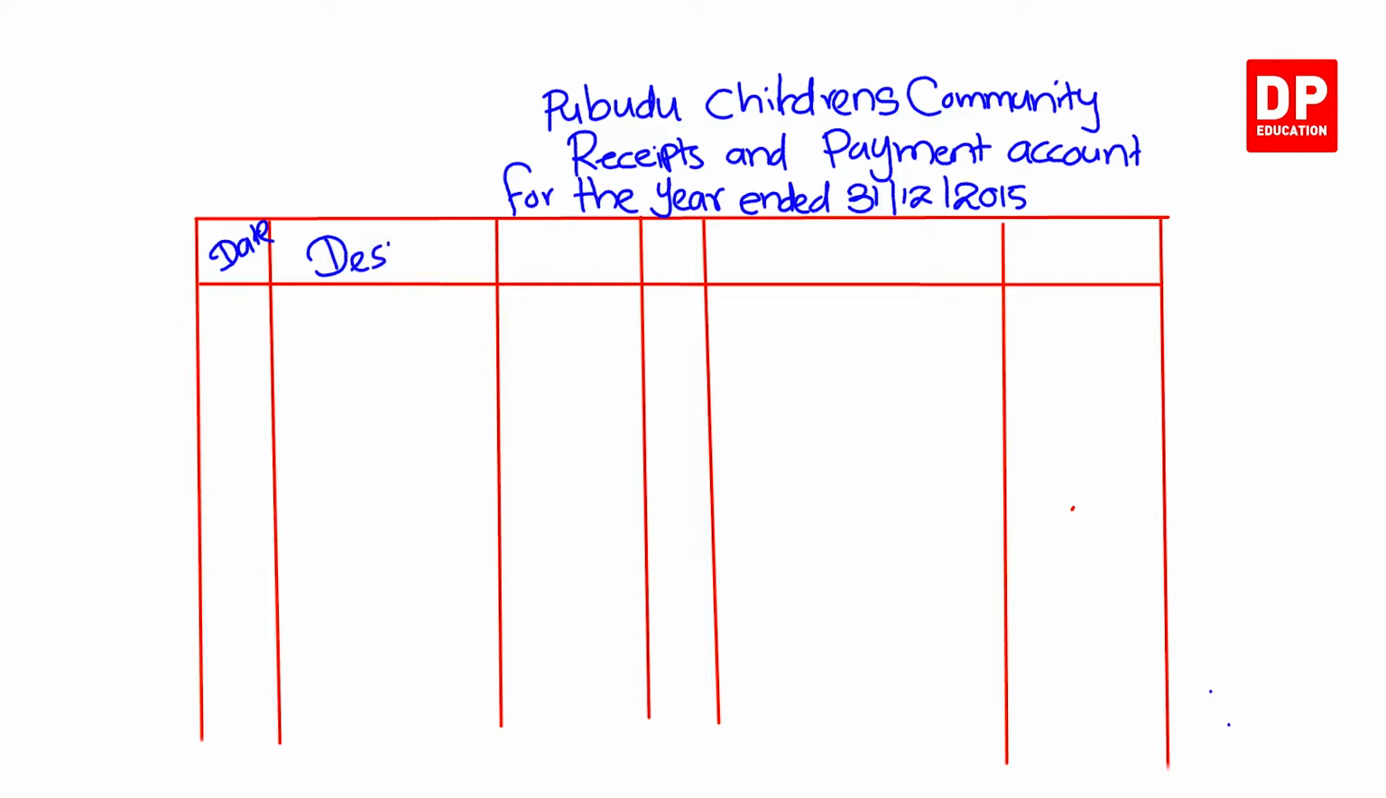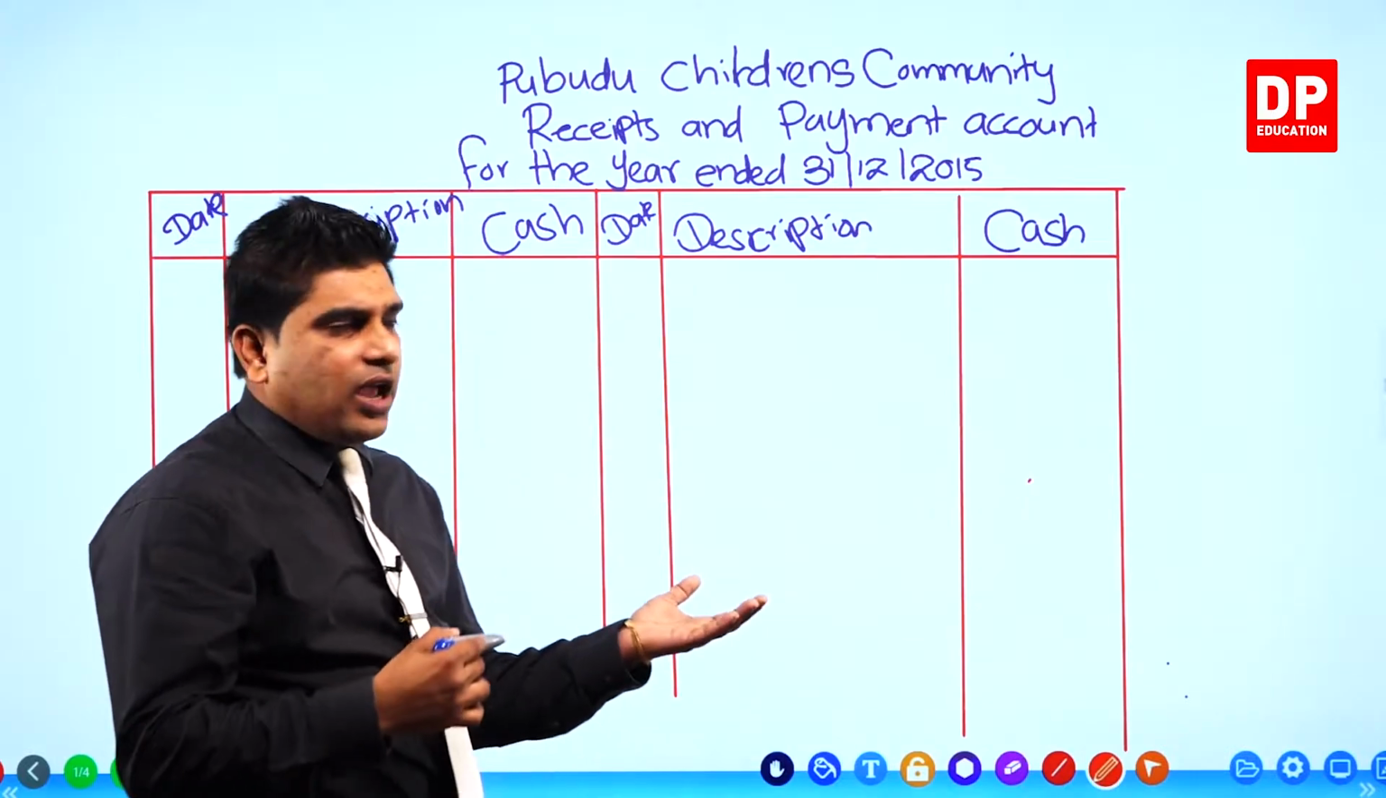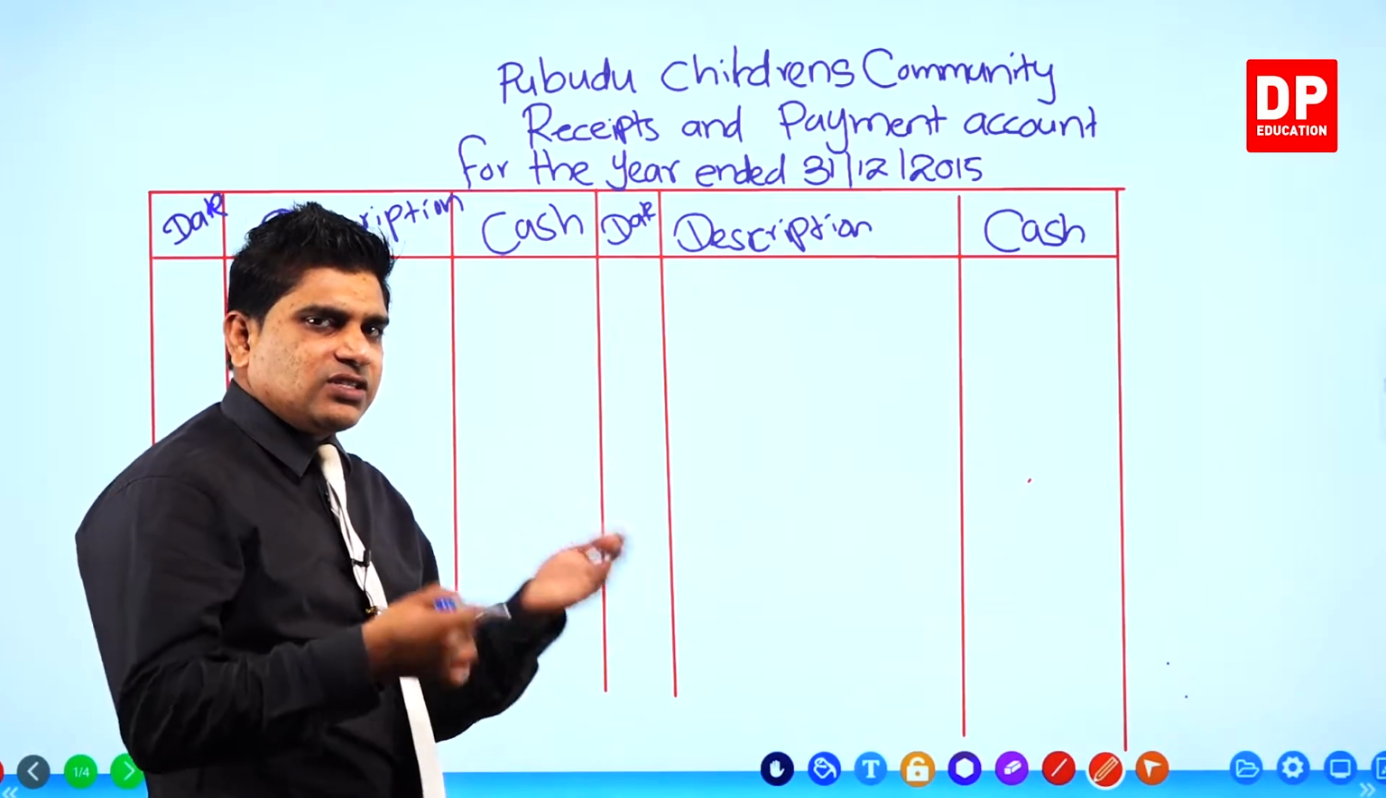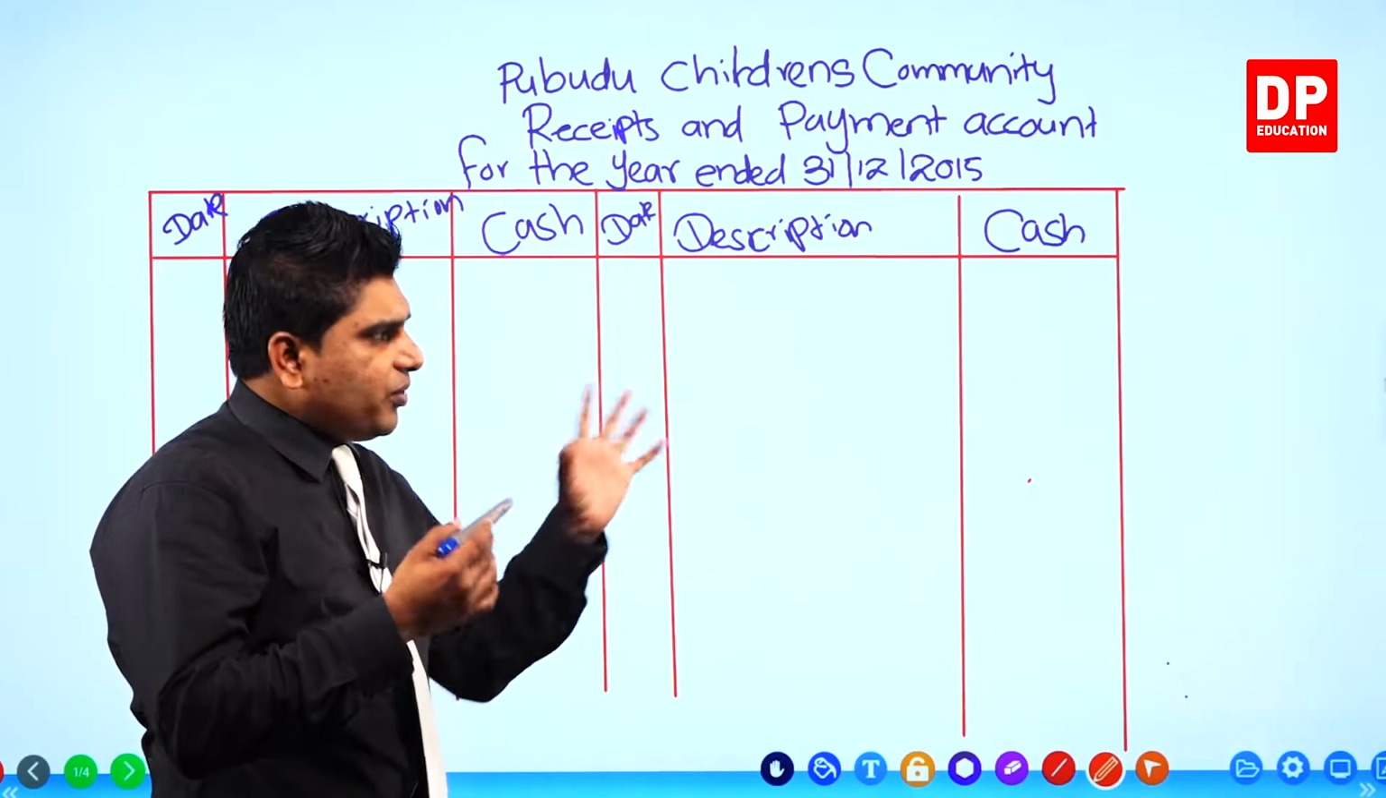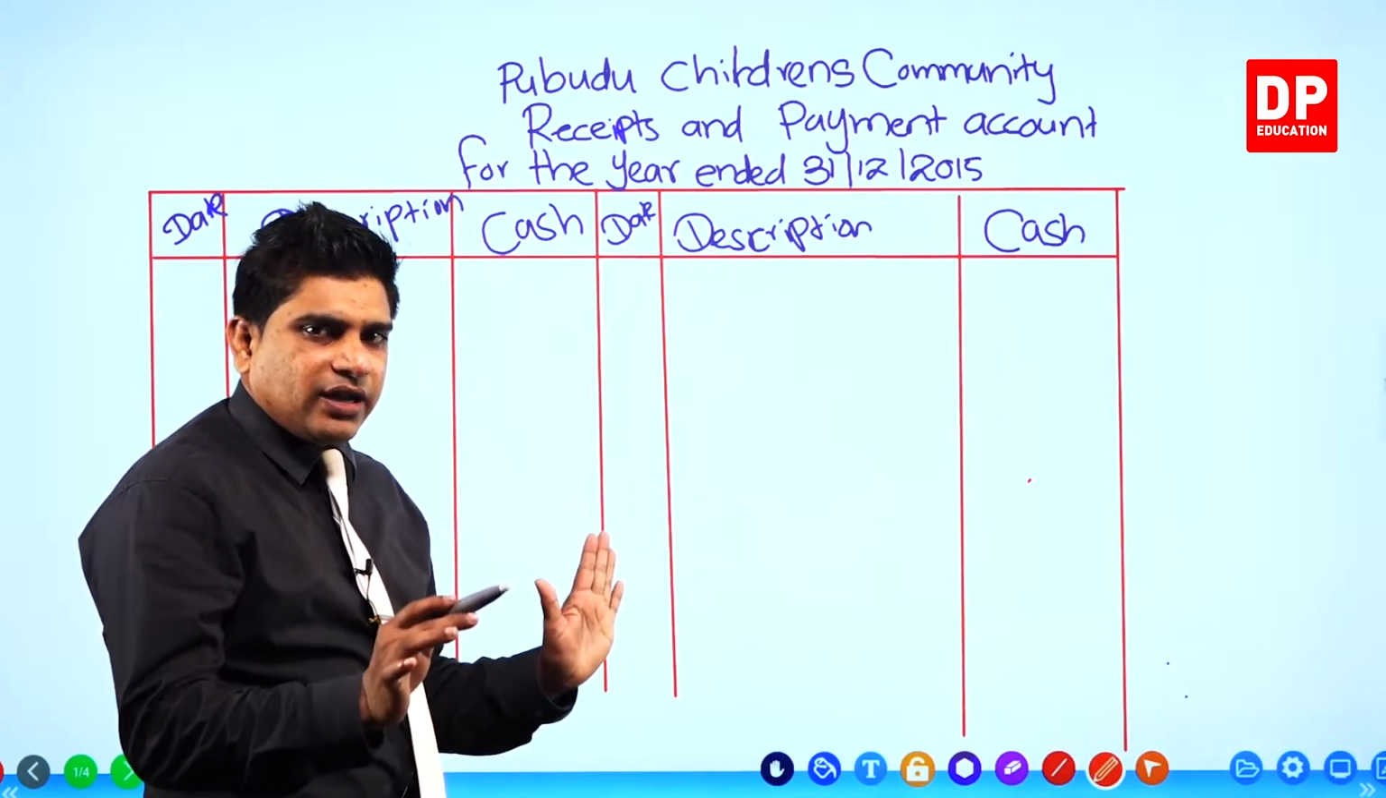You name the columns: date, description, cash, and the same on the other side: date, description, cash. If they have given a cash balance, we have to record it on the debit side, but in this question they didn't provide the cash balance. We pick only the received money and paid money, right?